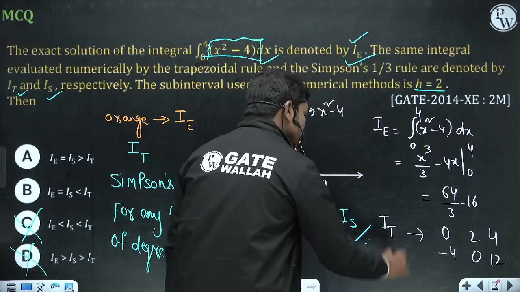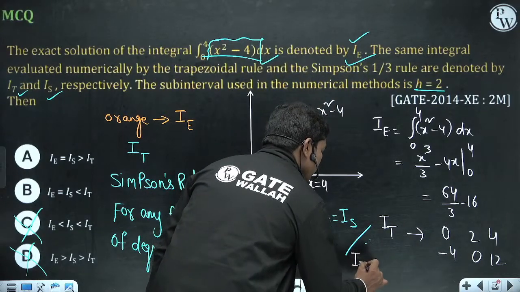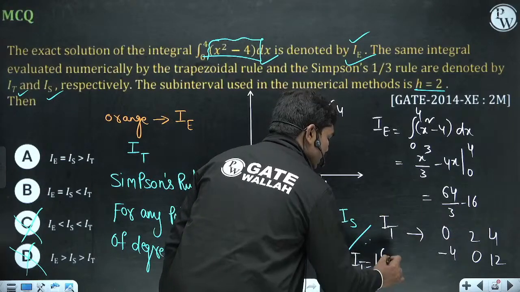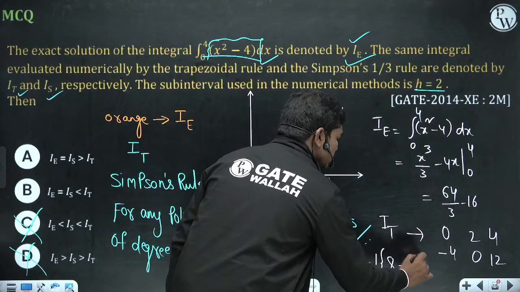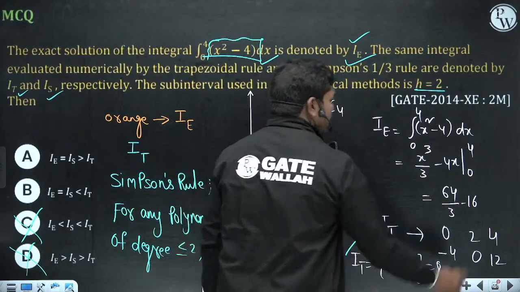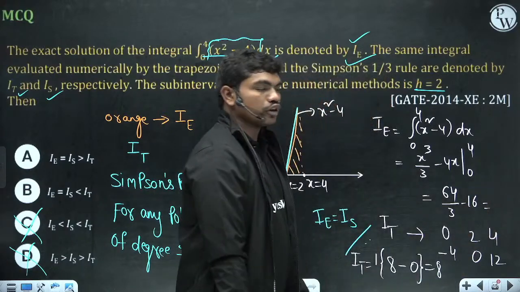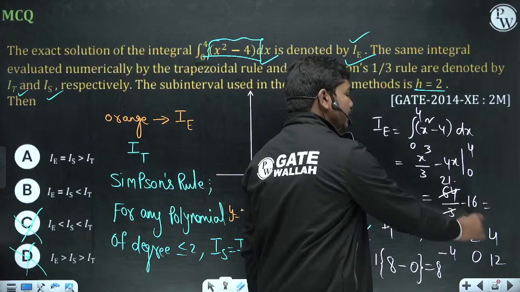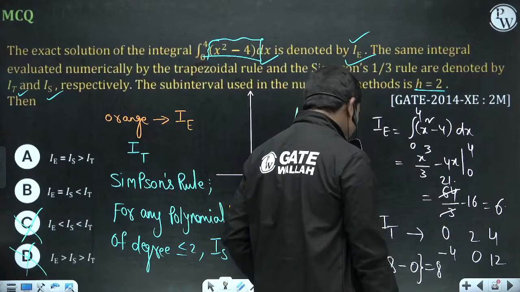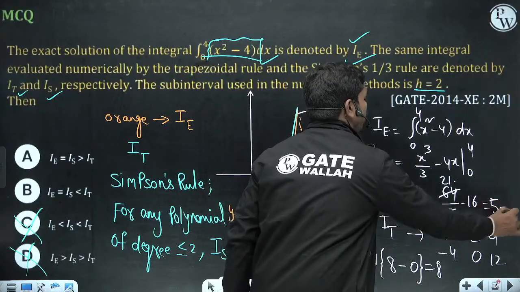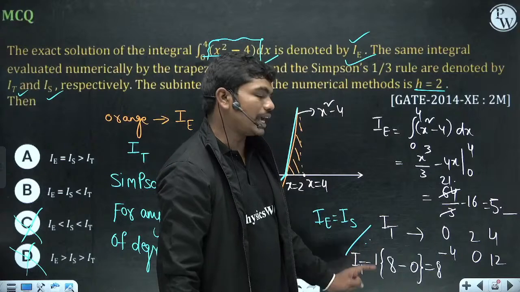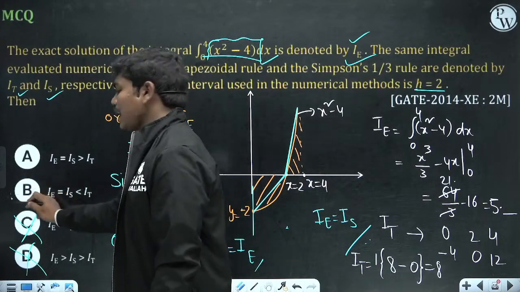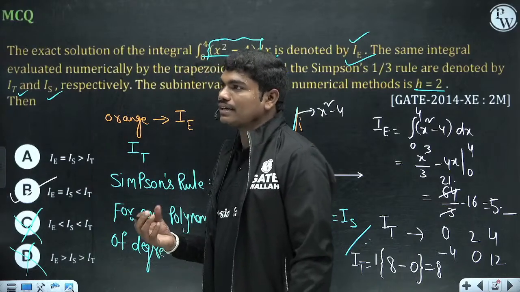So what could be the trapezoidal rule value? IT is equal to h by 2, and the step size is 2, so 1 into minus 4 plus 12, which is 8, minus 2 times 0. This is 8. And 64 by 3 minus 16 is almost 21 point something minus 16, so 5 point odd. So basically IT is large. IS and IE are less than IT. So trapezoidal gives a slightly larger value. Clear?